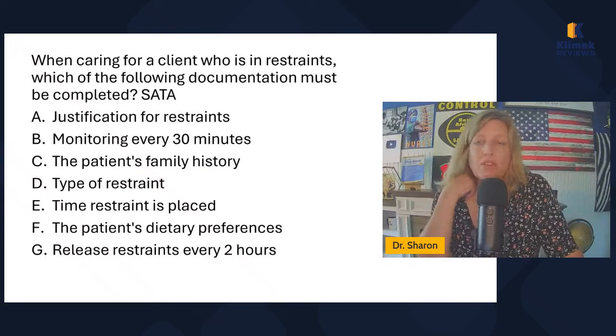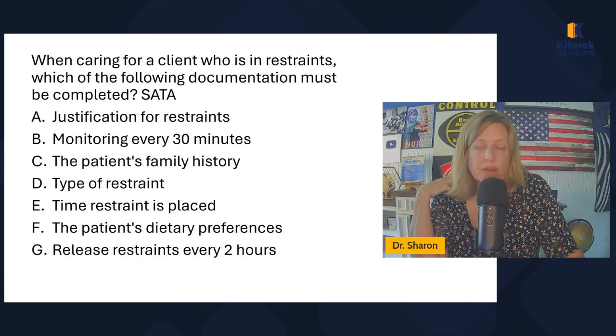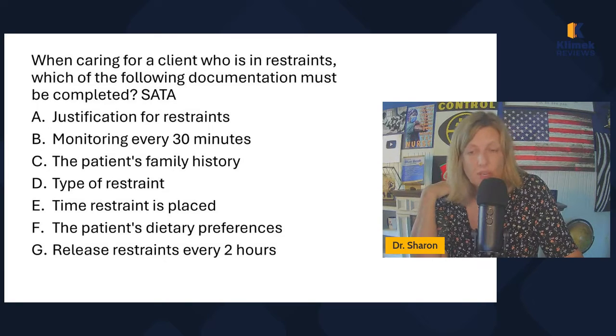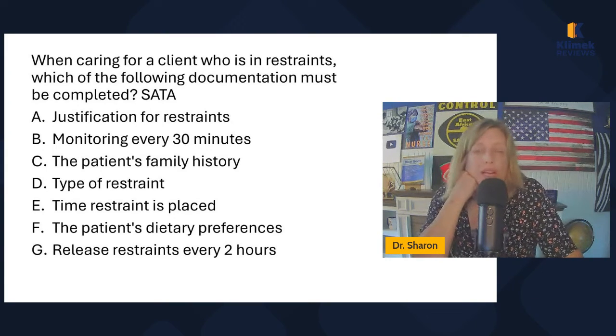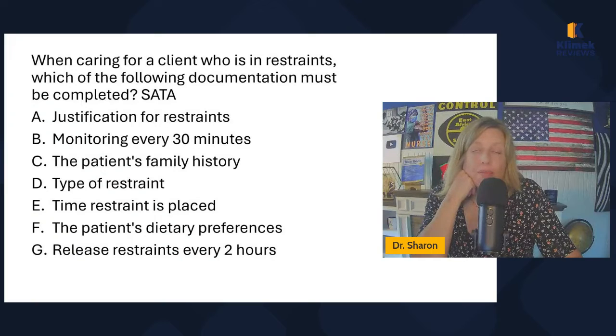When caring for a client who's in restraints, which of the following documentation must be completed? Justification for the restraints, monitoring every 30 minutes, the patient's family history, type of the restraint, time restraint is placed, the patient's dietary preferences, or release restraints every 2 hours. So what do we have to document? Well, we do have to document the justification for the restraints. Monitoring every 30. Okay, here's why I did this, because it's monitoring every 15. So don't pick it. If it's not monitoring every 15, don't pick every 30. Okay. That's 15 is the right answer, not 30.